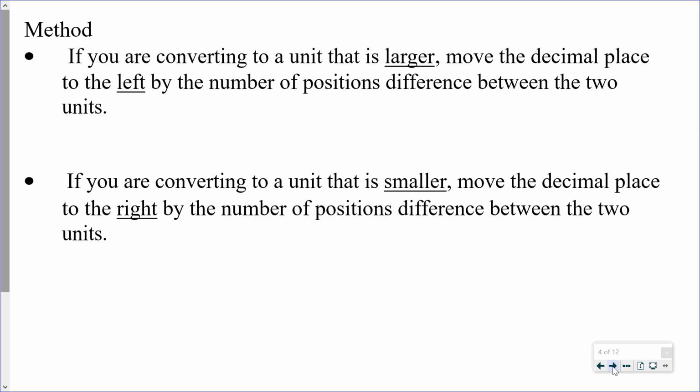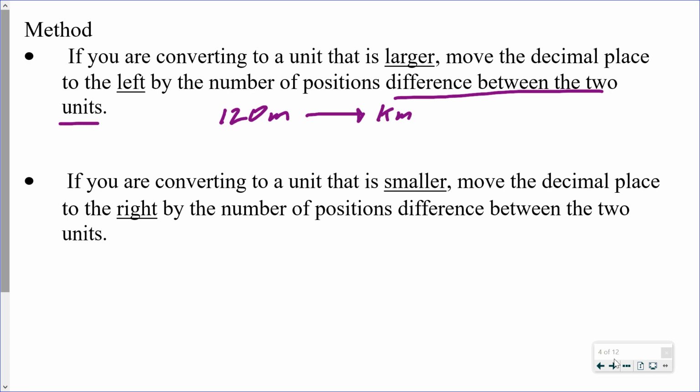So the method, how do you actually go about doing these unit conversions? If you are converting to a unit that is larger, I'll give you a couple of strategies here. If you're converting to a unit that is larger, we're going to move the decimal to the left. So let's say, for example, we have 120 meters, and you want to convert it to a unit that is larger. Kilometers are larger than meters. So what we're going to do is move the decimal to the left the number of positions that there is in the difference between the two units.